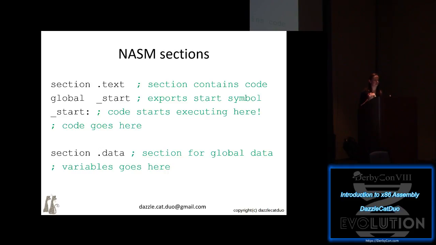So if you are going to start writing x86 assembly, this is how you will want to set up your file. Everything you see in black are keywords that you actually need to have in your file. And then where you see code goes here, variables go there. That's where you would put your code. That's where you would put your variables.